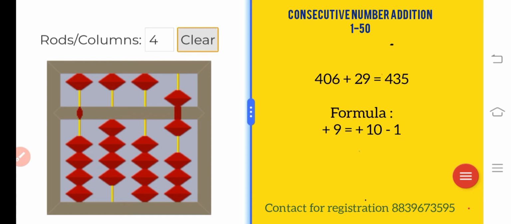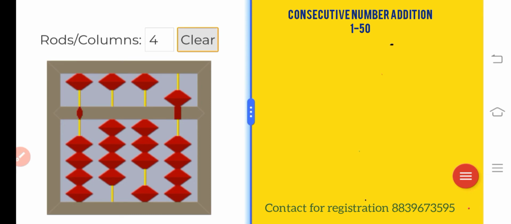For adding 29, we will add 20 in the tens place, and for 9 we will use the formula plus 10 and minus friend of 9, that is 1. We get the answer 435. And for 30, we will use plus 50 and minus 20. So we get the answer 465.